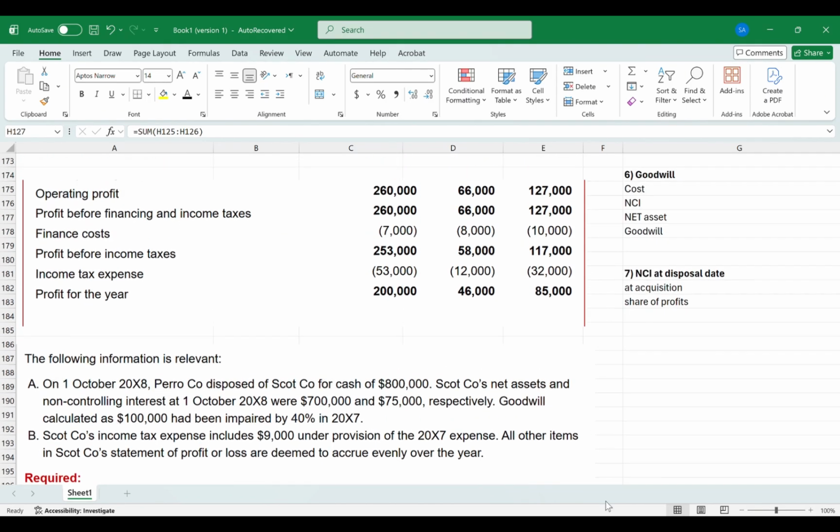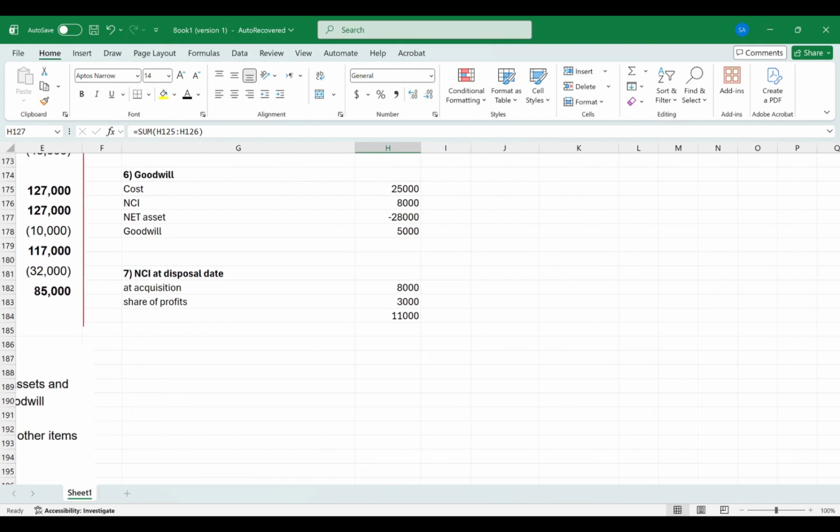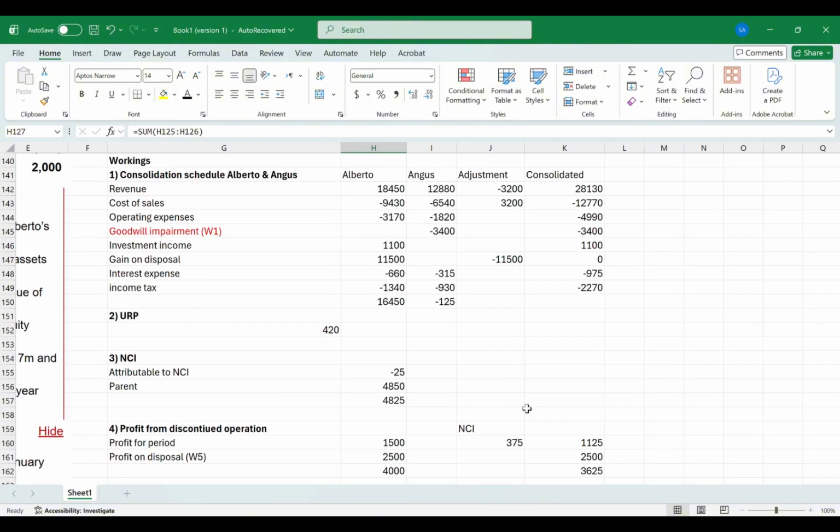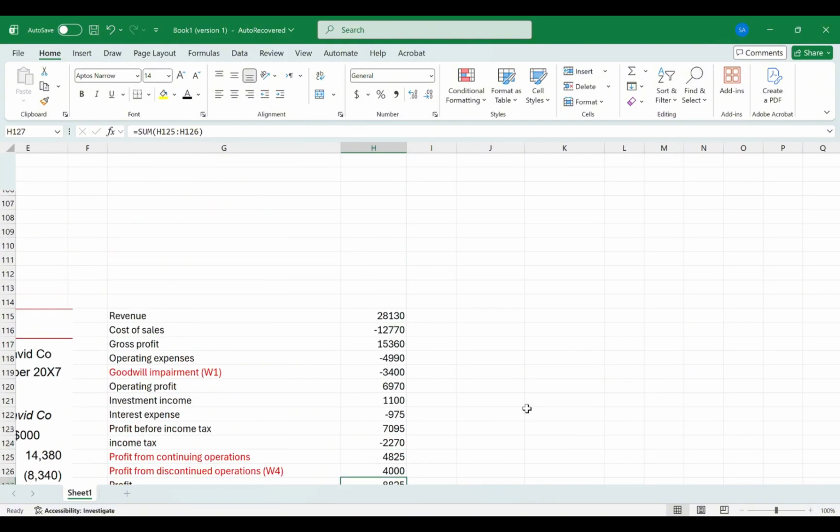Since I already have the pro forma from my previous question, and the statement of profit and loss is also there, I'm not going to make any changes. I will just change the figures. Revenue: since I'm disposing of Scott, I will only include one subsidiary, that is Sky.